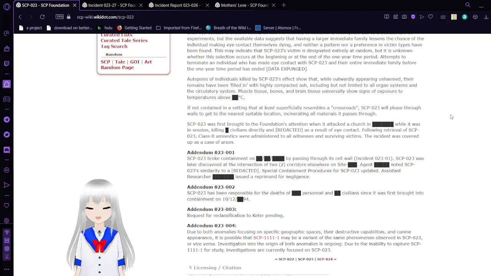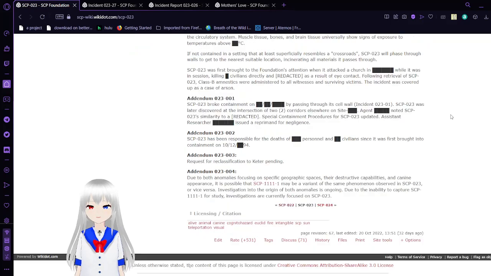Addendum SCP-2201. SCP-23 broke containment on blank by passing through its cell wall, incident in 2301. SCP-23 was later discovered at the intersection of two corridors somewhere around site blank. Agent Blank notes SCP is similar to a redacted. Containment procedures for SCP-23 updated. Assistant Researcher Blank issued reprimand for negligence.